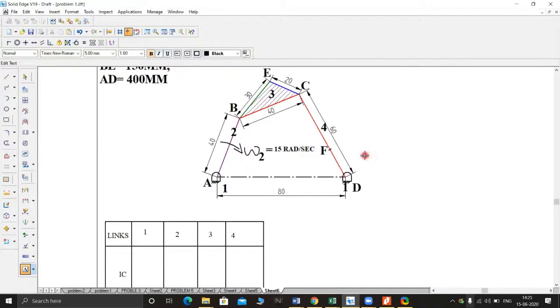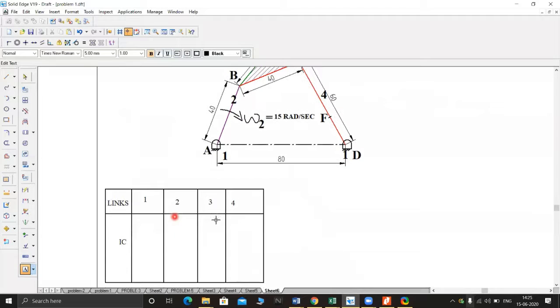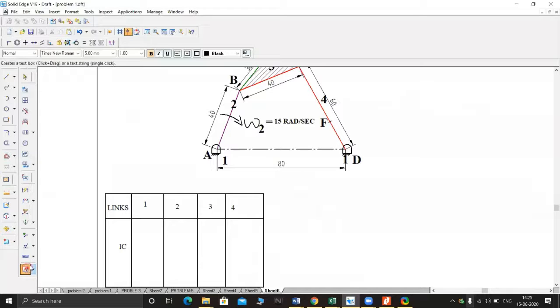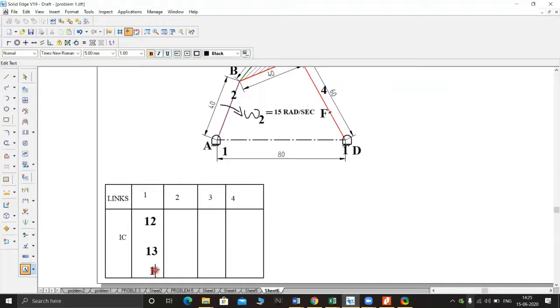Next, what we need to do? We need to write it in a table. The total columns are 4, because we have 4 links. Therefore, we need to write the combinations of the links. First one is I12, then I13, then I14, next I23, next I24, and I34 only, and there is no other combination, correct? Once you find this, we need to identify the types of instantaneous centers and locate them. So first we'll take the first one, I12.